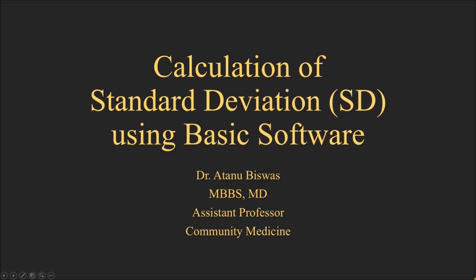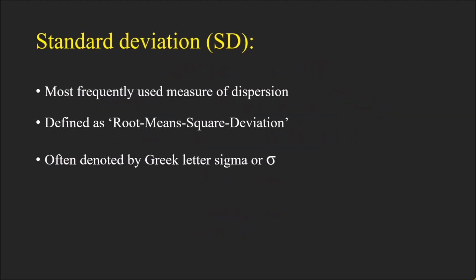In this video, we shall learn how we can calculate standard deviation using Microsoft Excel. There are different measures of dispersion, but the most commonly used measure of dispersion is the standard deviation. It is often defined as root mean square deviation because this is how we calculate the standard deviation manually. Standard deviation or SD is often denoted by the Greek letter sigma.